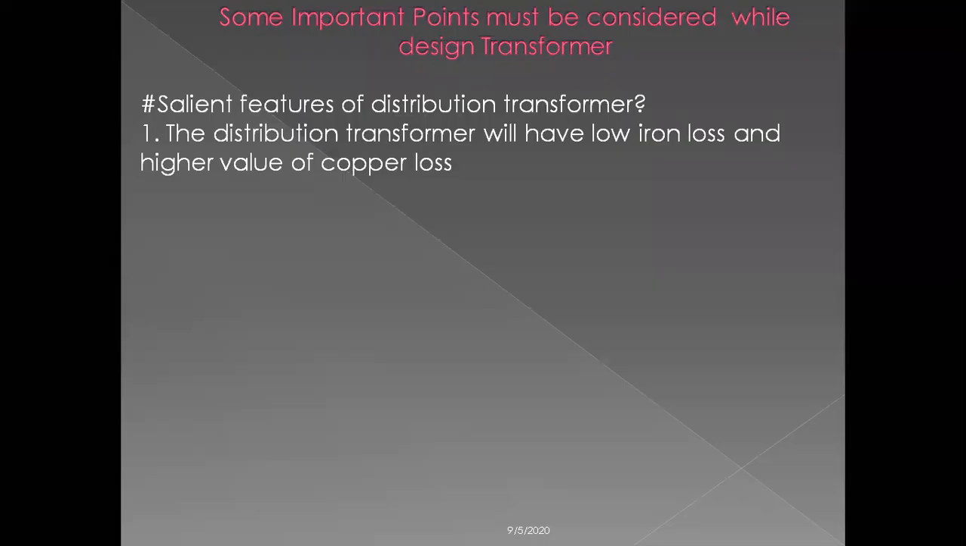Number one, distribution transformers will have low iron loss and a higher value of copper loss. This is one of the most important features of a distribution transformer. That means whenever you get a design for a distribution transformer, after the designing, when the final product is on testing, you check whether iron losses are greater than copper losses, equal to copper losses, or less than copper losses. So you should have the criterion that in a distribution transformer, iron losses will be less than the copper losses.